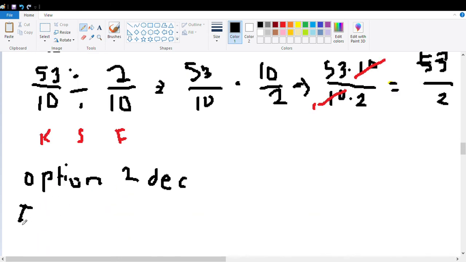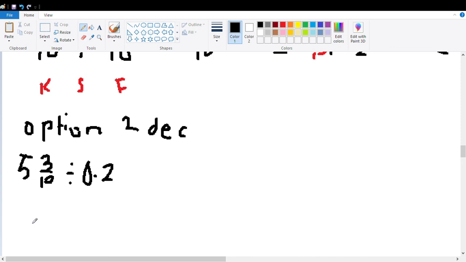So now we have, let's try first thing first. Let's make it look nice. We have 5 and 3/10 divided by 0.2. So first thing first, we need to change 5 3/10 to a decimal. Since we want a decimal, we need to change anything that's not a decimal to decimal. So how do you change 5 and 3/10 to decimal?